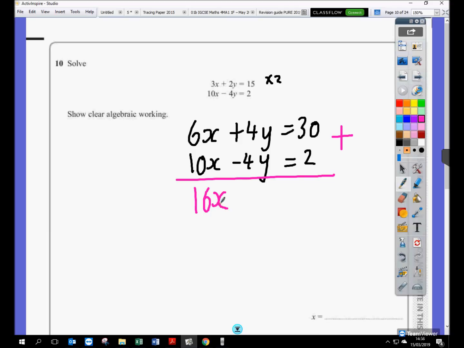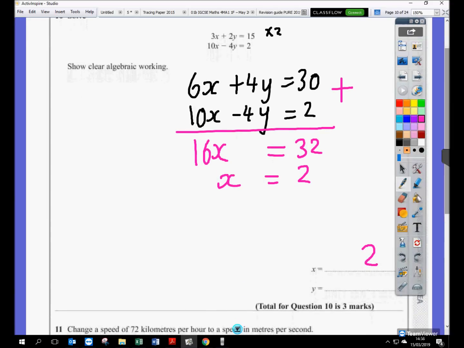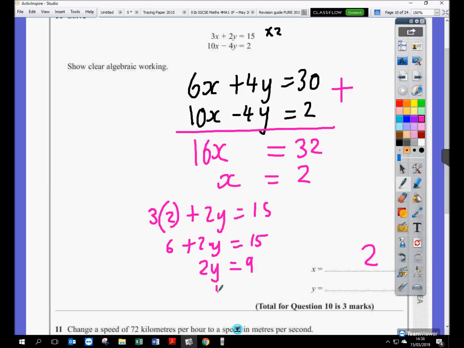So you get 16x equals 32, and that means x is equal to 32 divided by 16, which is 2. Then you substitute this into one of the original equations to work out y. If I use the top one, it's got 3 times 2 plus 2y equals 15. 6 plus 2y is equal to 15. So you have 2y is equal to 9, y is equal to 4.5.